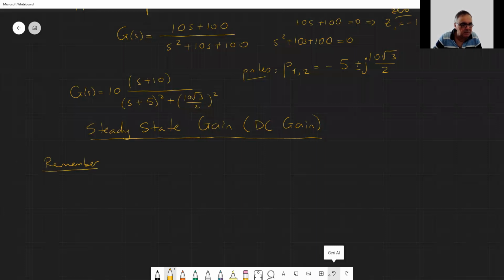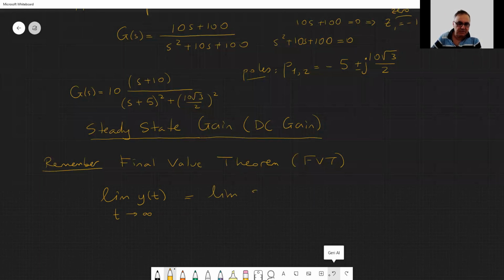I think I have talked about this. The final value theorem. We can shorten it with FVT, which says that if you have a function y of t, and if you want to find its value at infinity, that is where it goes at the value of infinity, can be found from its Laplace transform, as its Laplace transform goes to 0.